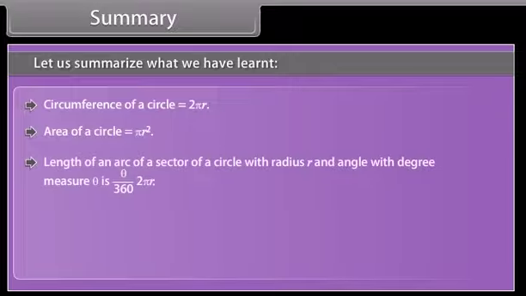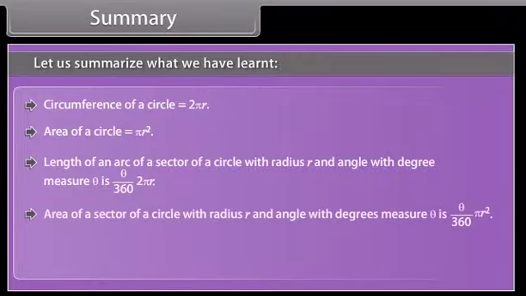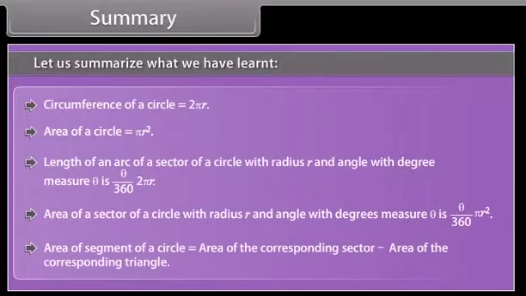Length of an arc of a sector of a circle with radius r and angle with degree measure theta is theta upon 360 into 2 pi r. Area of a sector of a circle with radius r and angle with degrees measure theta is theta upon 360 into pi r square. Area of segment of a circle is equal to area of the corresponding sector minus area of the corresponding triangle.